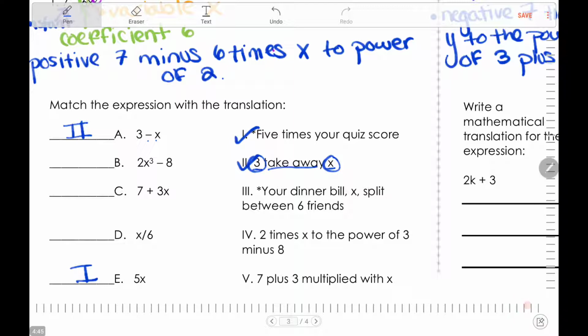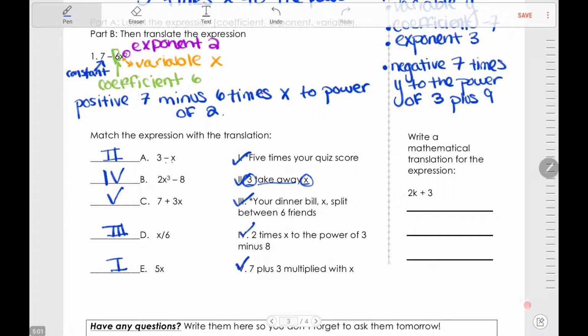Alright, when you fill that out, you should have gotten the answers. 3 is D. 4 is B, and 5 is C. All right, please take this time now to write a mathematical translation for this expression. Again, if you have any questions, please list them out.